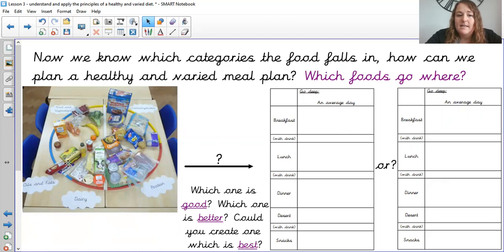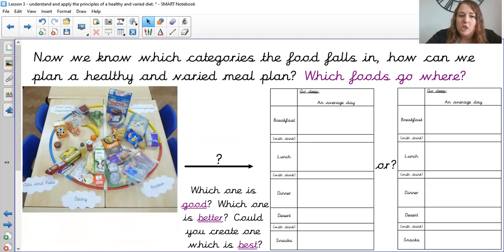So these were foods I had in my cupboard that I brought in. You can see the carbohydrates at the top right here, the fruit and veg, oils and fats, dairy and protein. So you can see from my image here that we've tried to sort them. Some of them I will say were more tricky than others.